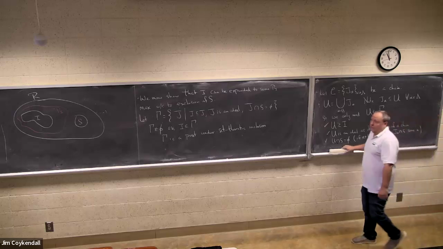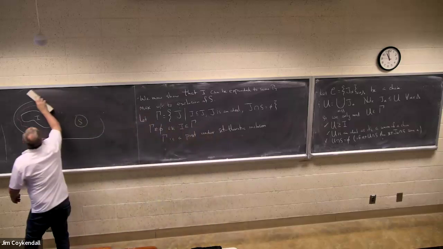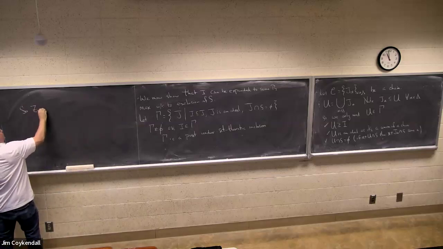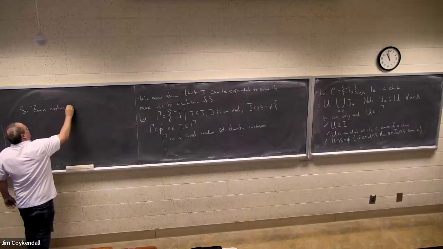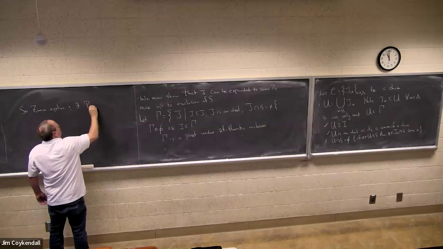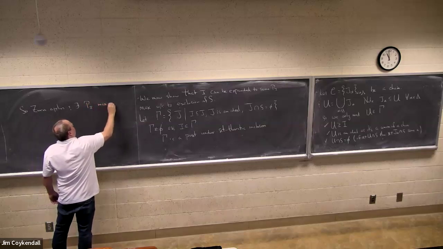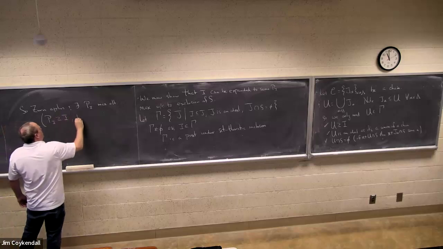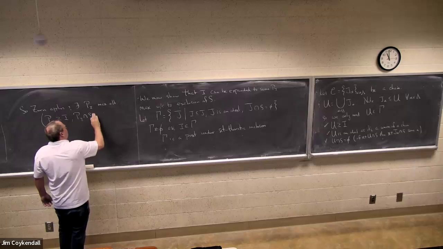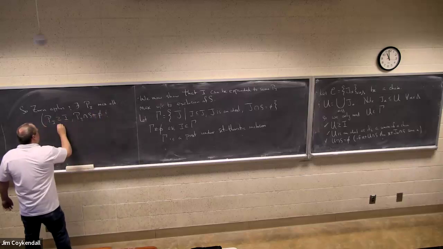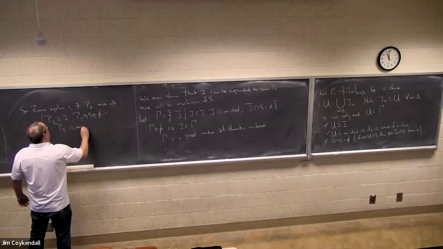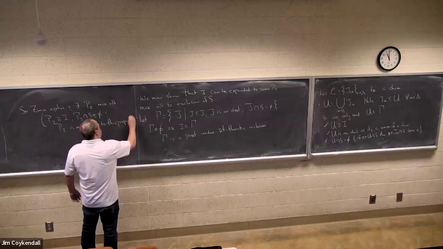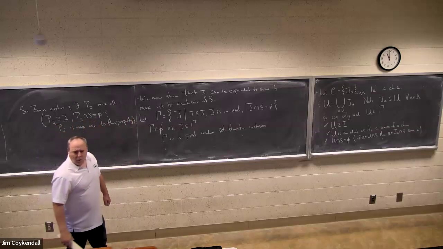So Zorn's lemma applies, and there exists a maximal element P sub I. That is to say, P sub I contains I, P sub I intersect S is empty, and P sub I is maximal with respect to that. Okay, any questions on that?